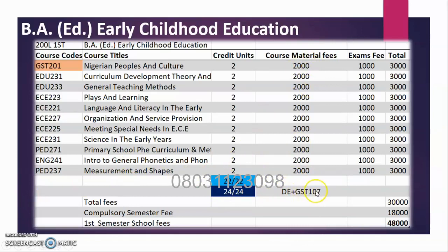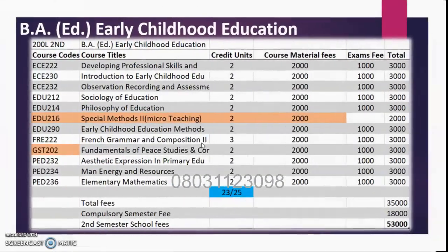It's a requirement. The directorate will not tell the school to award you if you have not passed this course, GST 107. Your own department might say you have cleared everything, but the directorate of general studies may not say the same thing. So your exam fees and all that, sum them up, you have 48,000 for your 200 level first semester.